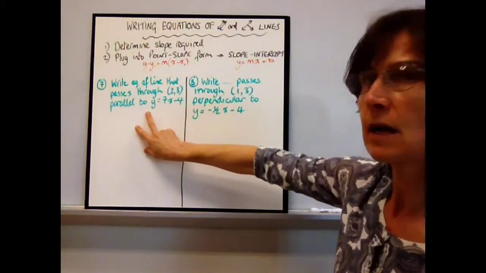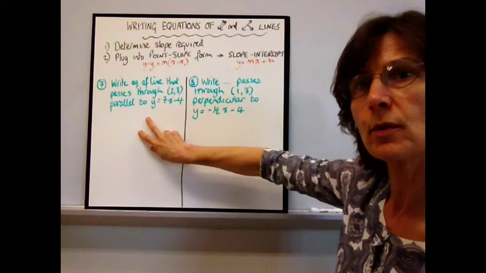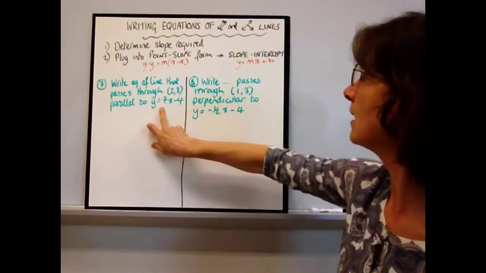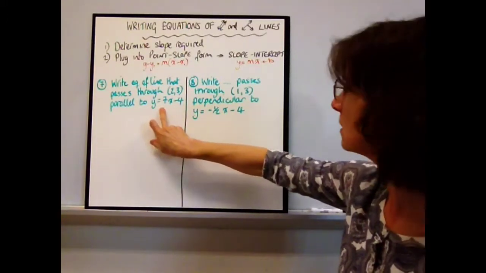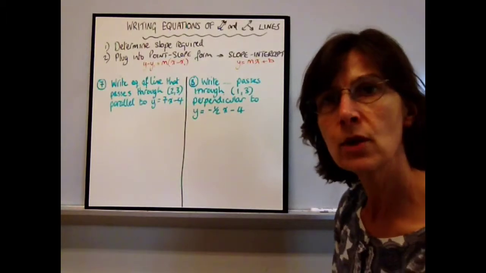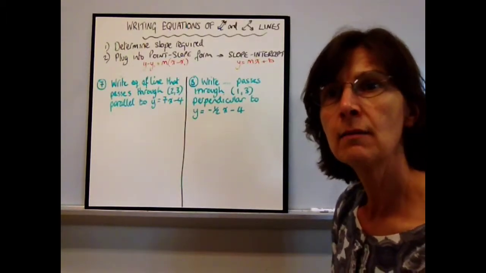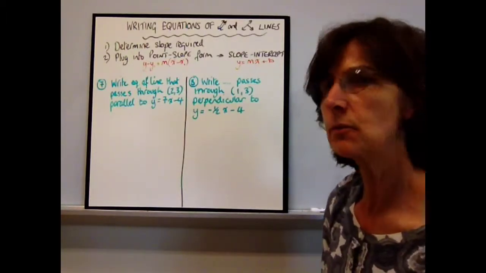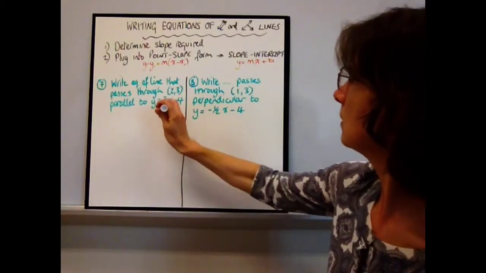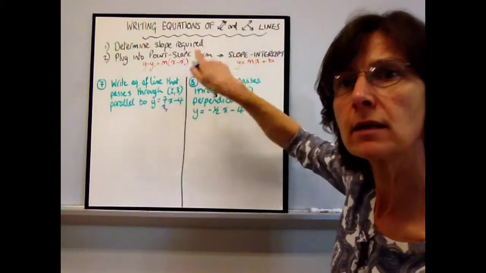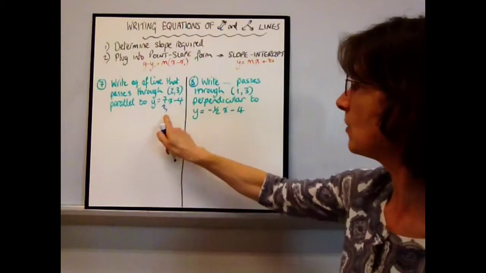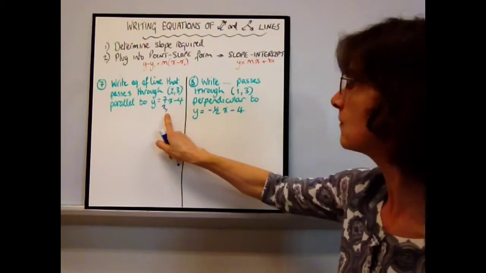Write the equation of a line that passes through the point (2, 3) and is parallel to y equals 7x minus 4. So we need to look for two things. Parallel tells you, oh, same slope, same slope. Determine the slope required. So because it's parallel, I know I have to have a slope of 7.